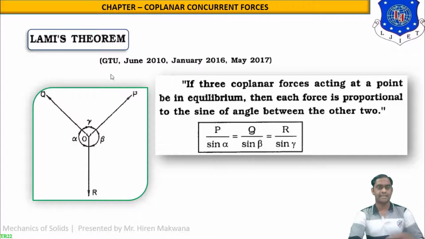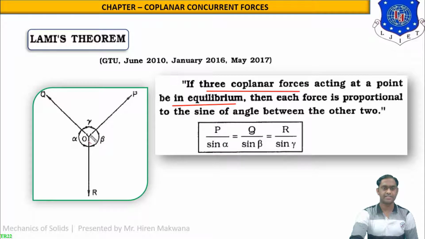Now let us see what is given in the statement. If three coplanar forces acting at a point are in equilibrium, you can see in the figure that this is the point O. From point O, the outward forces are P, Q and R. These three forces are in equilibrium and the angles between the forces are alpha, beta and gamma as shown in the figure respectively. Then what happens?